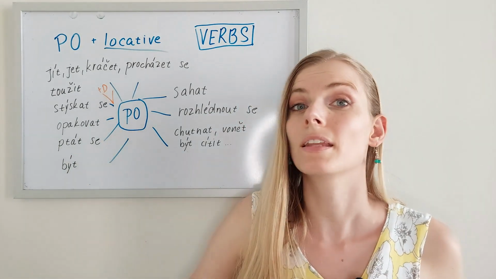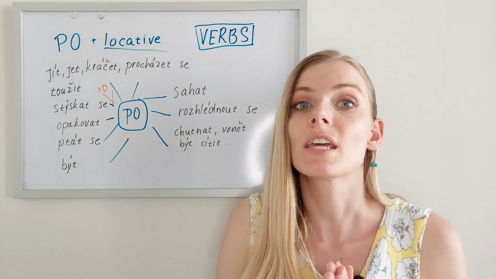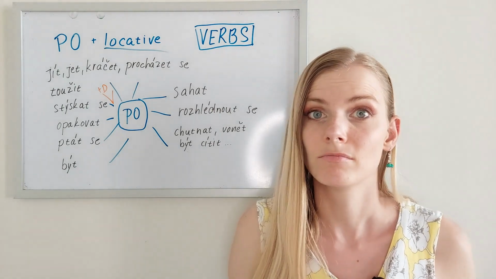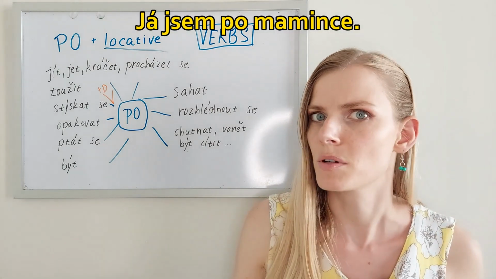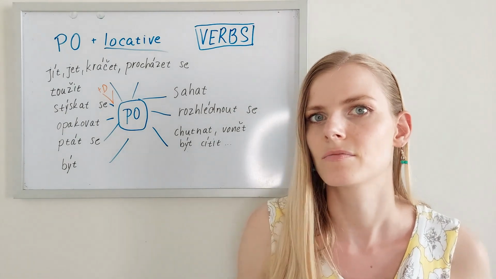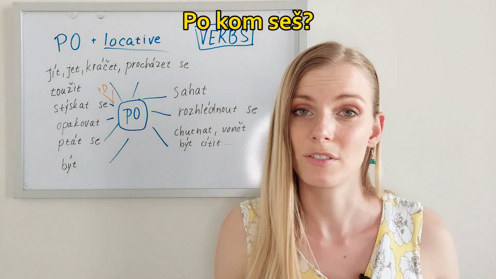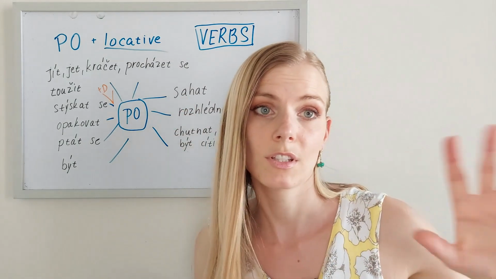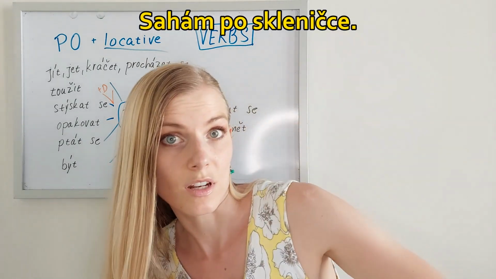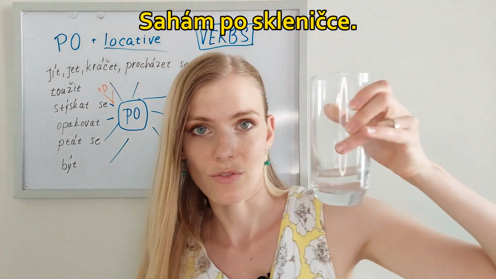Být po and then the person means to take after. When you talk about resemblance or character. Já jsem po mamince. I take after my mom. On je po tatínkovi. He takes after his dad. Po kom seš? Who do you take after? Sahat po. This means two things. To reach for something. Sahám po skleničce. I'm reaching for my glass.